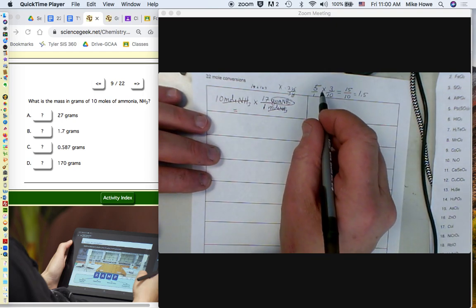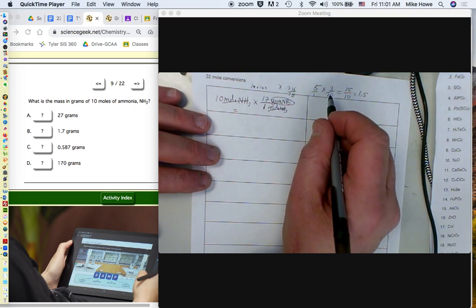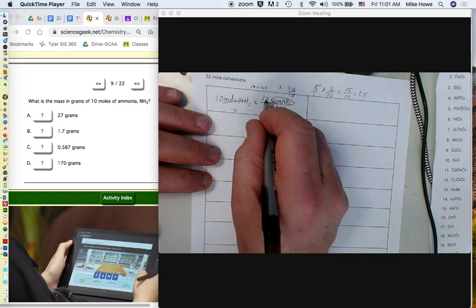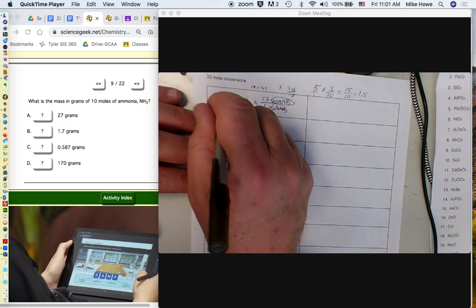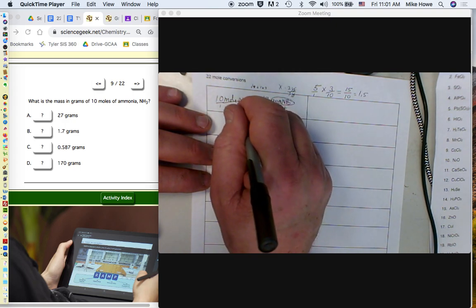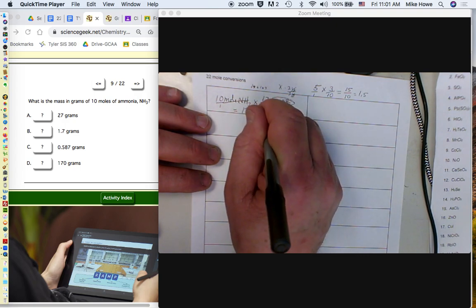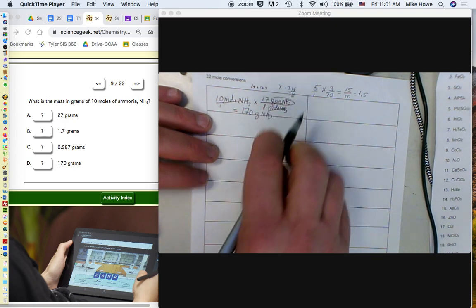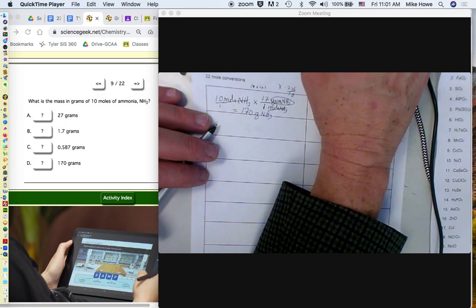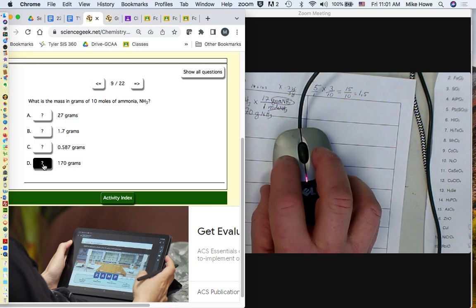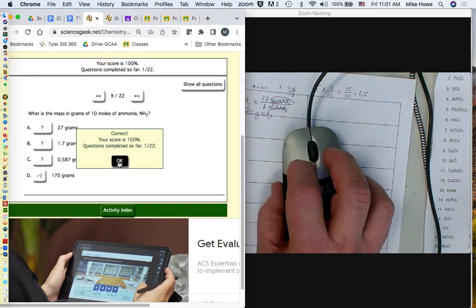So in these problems, you multiply everything across the top and divide by everything across the bottom. So in this problem, I've got 10 times 17 across the top. There's an invisible 1 right here. So 10 times 17 is 170. The unit that did not cancel is grams of NH3. And to check your work, you can go over here and see if you got it right. So you pick up your mouse and you click right there, and it's correct.